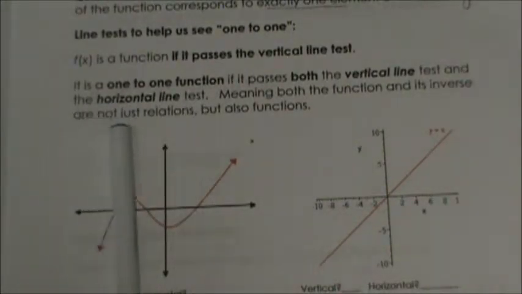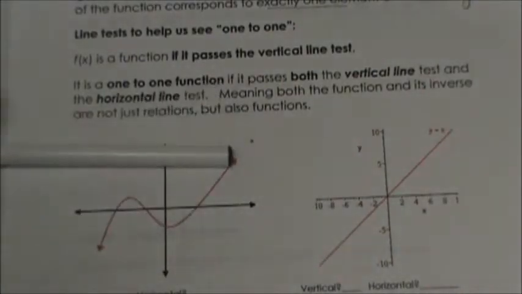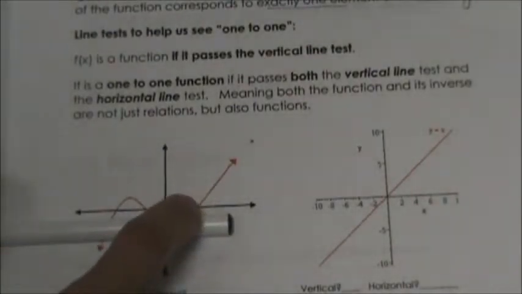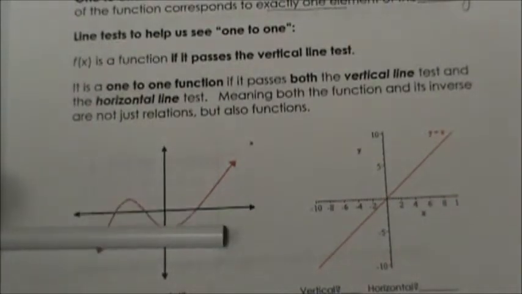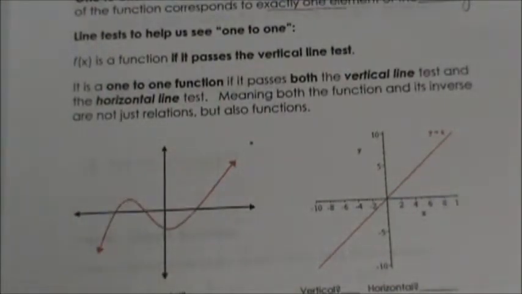So not only does it need to only touch the graph in one spot vertically, but also if I turn my pen, I can do it horizontally. Now this one doesn't pass the horizontal line test because it touches the graph in more than one place, doesn't it? As you can see, it's touching in 3 places right here, 1, 2, and 3. So this one does not have a one-to-one correspondence.